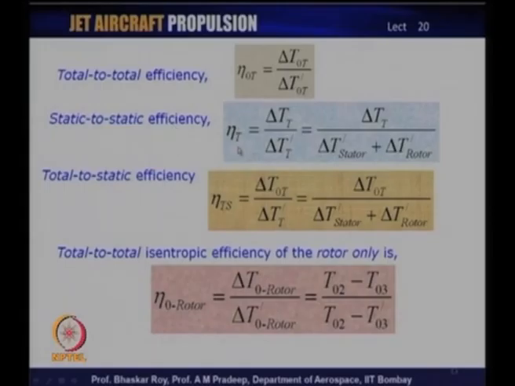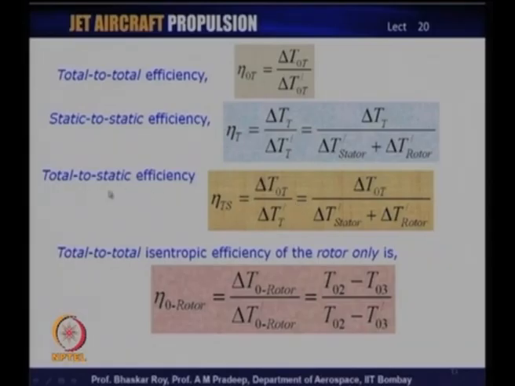The static to static efficiency is the static temperature drop through the turbine as opposed to the static temperature drop isentropically through the turbine, which is equivalent to static temperature drop through the stator and static temperature drop through the rotor, which as you know are connected through the acceleration of the flow through the stator and rotor.